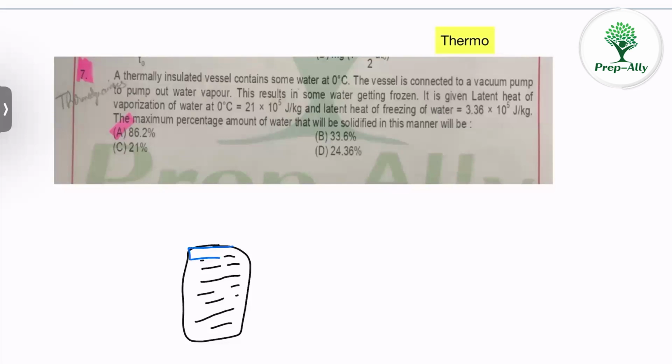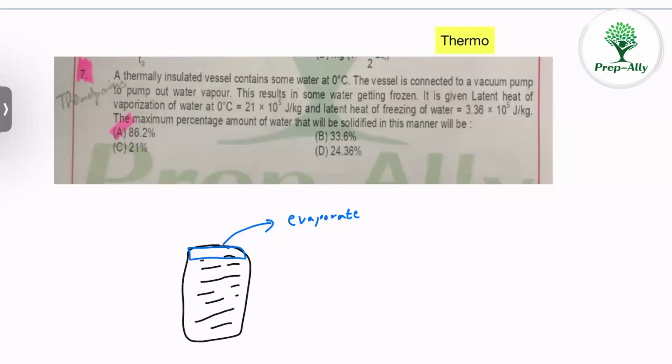Now, a part of the water will evaporate. And to evaporate, it needs heat, latent heat of vaporization. That it will take from the remaining water. But the remaining water is at 0 degree. So as soon as this heat is taken from this 0 degree water, this 0 degree water will solidify. So this water will evaporate. See, for evaporation, we don't have to reach boiling point.